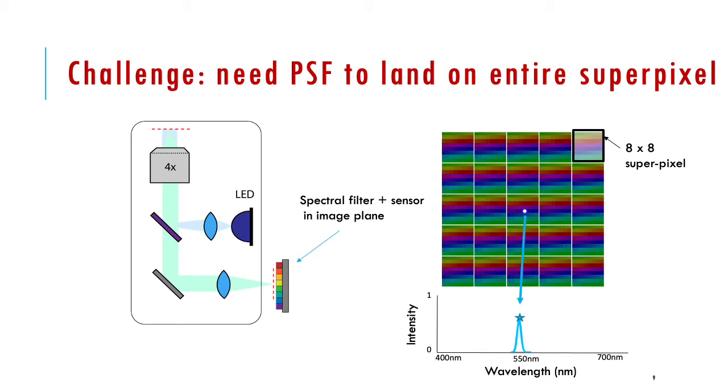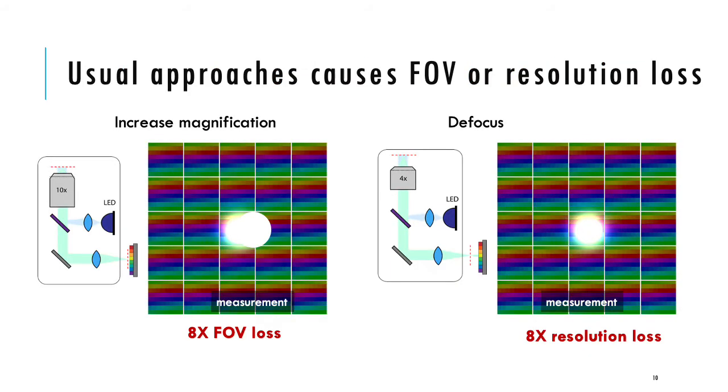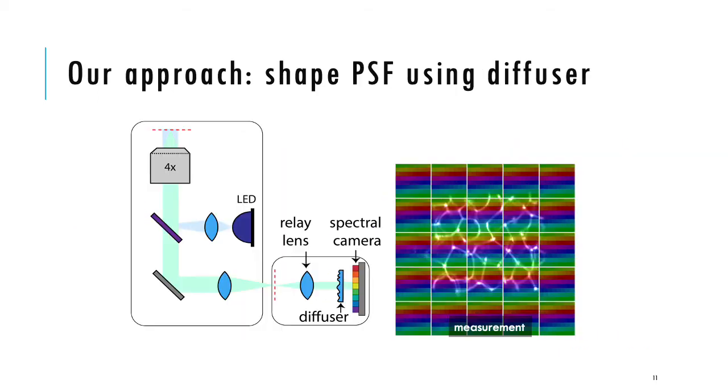Thus, the challenge with simply placing the spectral camera in the image plane of the microscope is that we need each point in our object to land on the entire superpixel to get full spectral sampling. Otherwise, we have no way of recovering the rest of the spectra. We could try some typical approaches, like increasing the magnification or defocusing our sample to get each point to land on an entire superpixel. However, this results in field of view or resolution loss.